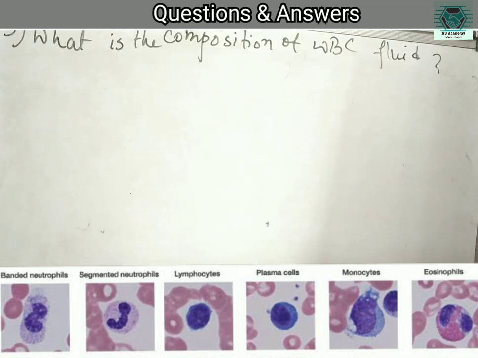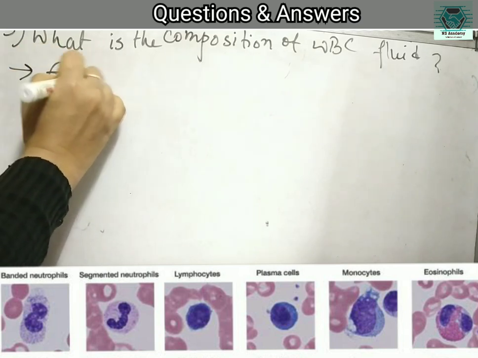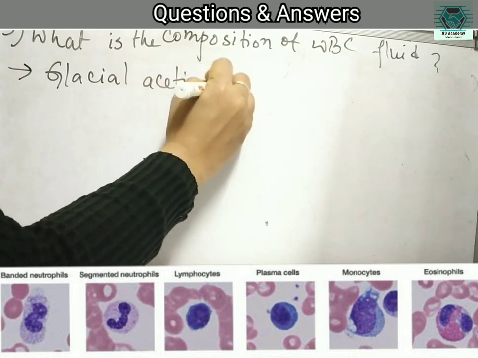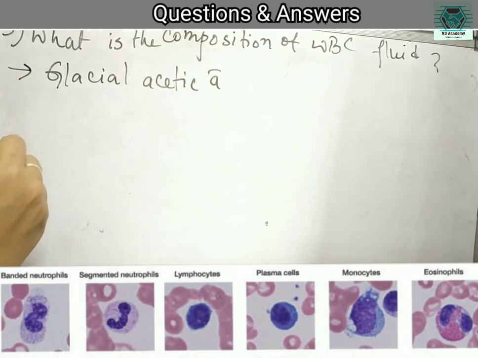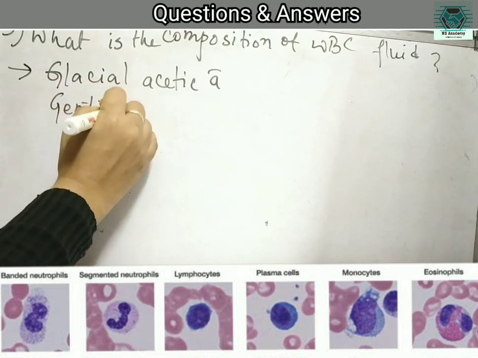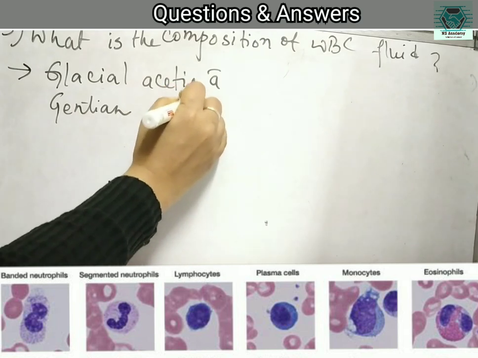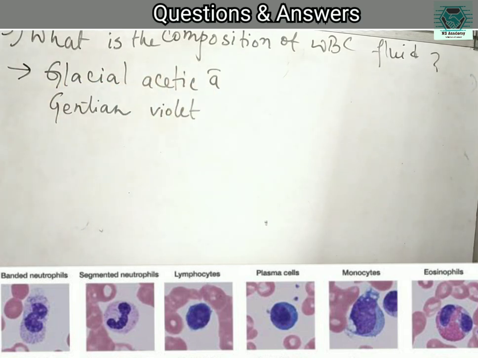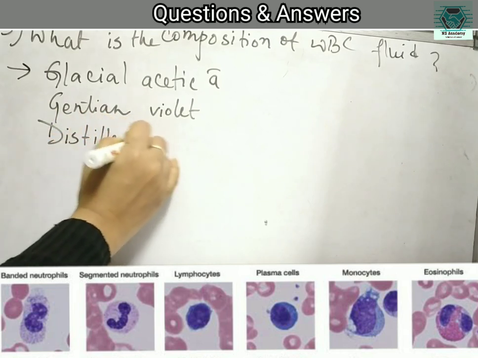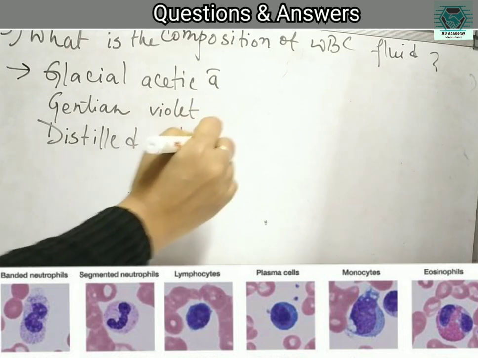Moving to question number 3, what is the composition of WBC fluid? So the composition is, first of all, glacial acetic acid, then gentian violet, and distilled water.